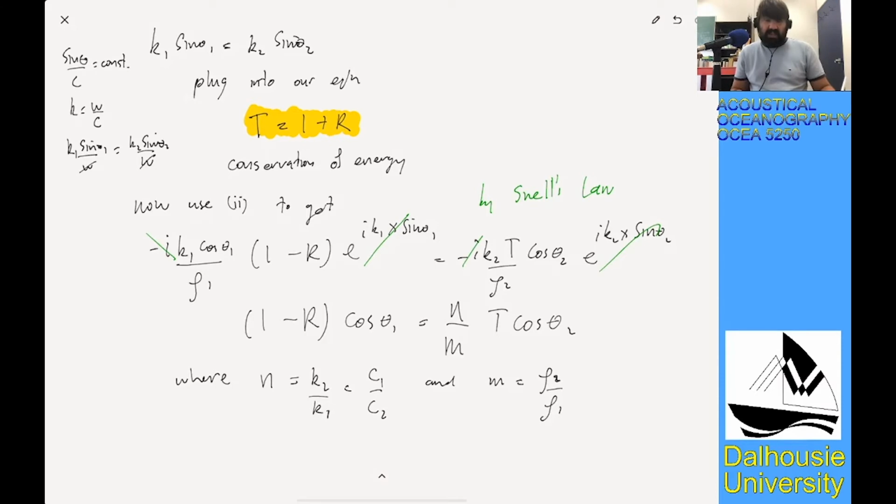So you really see how this concept of impedance is super important. You need to know about sound speed, you need to know about the densities to understand reflection and transmission. So n is an index of refraction.